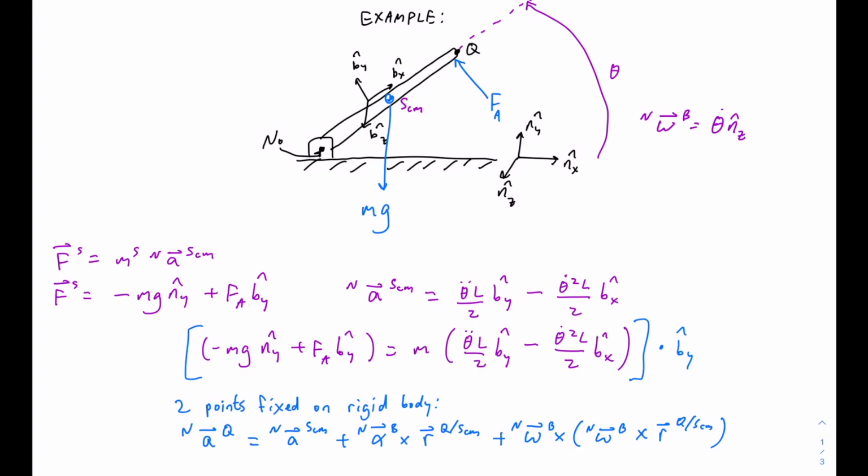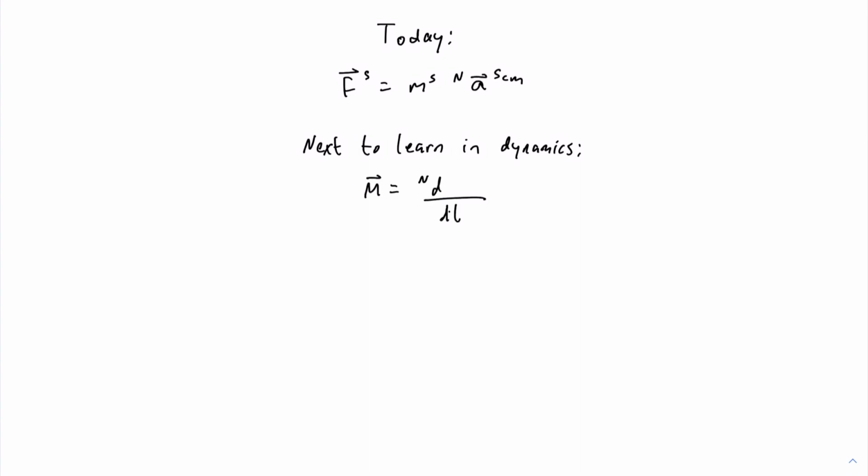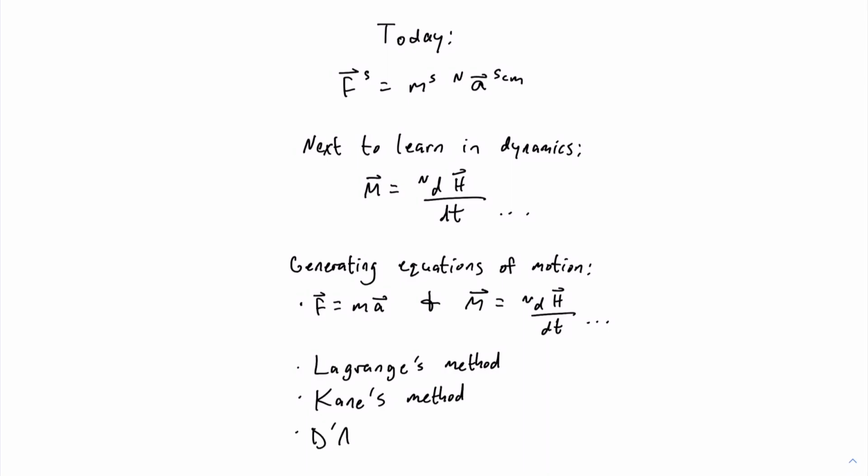To recap, today we have seen a general form of F equals ma in 3D. Dynamics is a big field, but next up, I would recommend learning the relationship between moments and angular momentum. The end goal of all this is to generate equations that describe the motion of objects on Earth. There are several approaches to doing this. You can use force and moment equations and convert them to scalar equations. Or you can use Lagrange's method, or Kane's method, or D'Alembert's principle. Each of these is its own complicated yet fascinating topic.